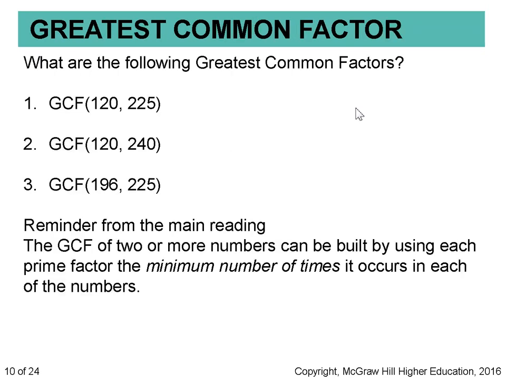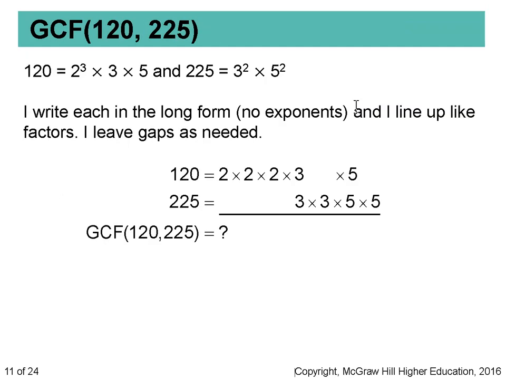Now I'm going to determine the greatest common factors of some number pairs. Remember from our main reading that the greatest common factor of two or more numbers can be built by using each prime factor the minimum number of times it occurs. Let's see that in practice.